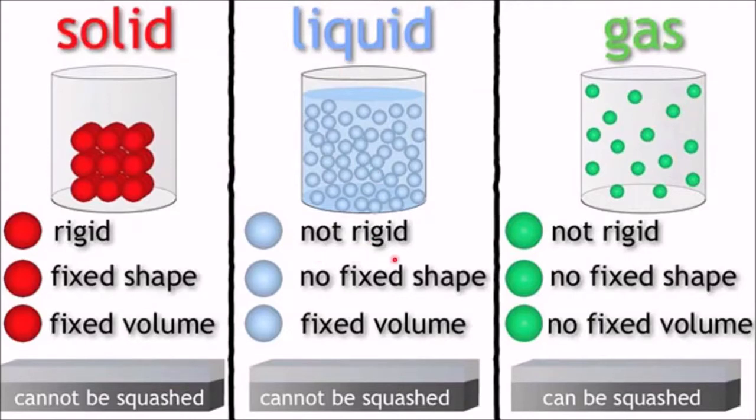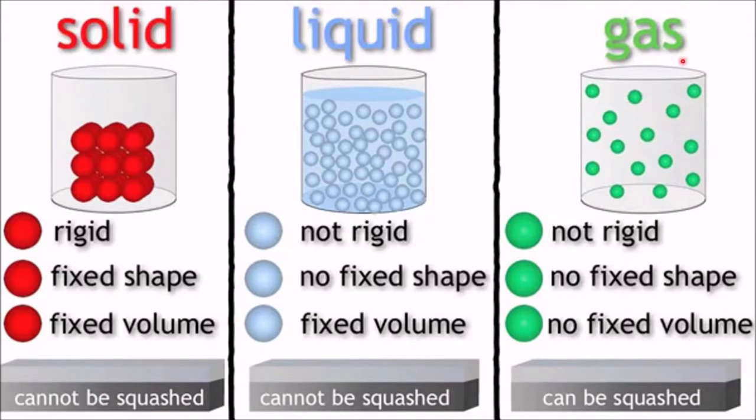Liquids, they're not rigid, so they can move around in different places. They don't have a fixed shape, but their volume is fixed. What we mean by that is the liquid would try to come as close together as possible. Similar to a solid, they don't try and space out in all directions quite necessarily.